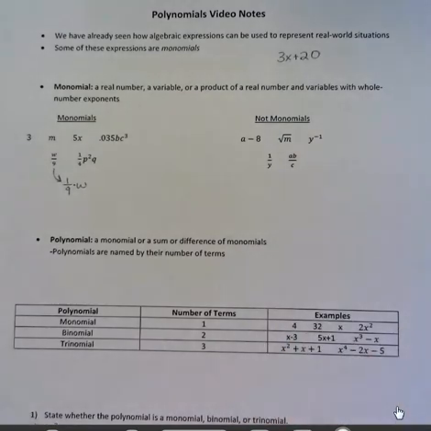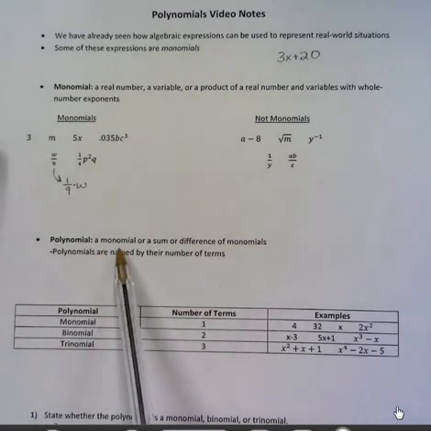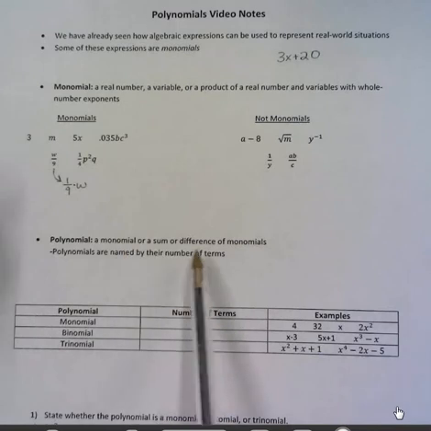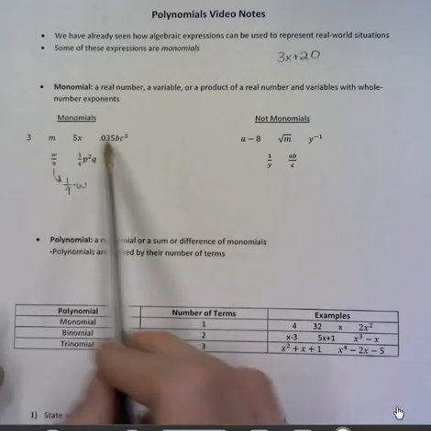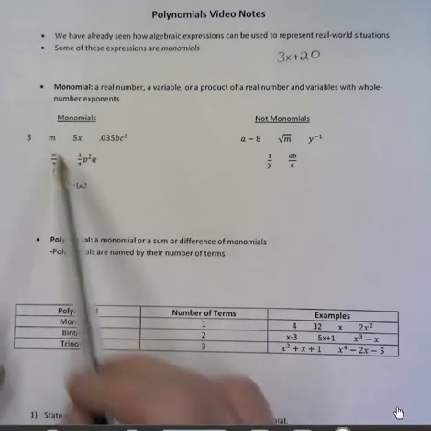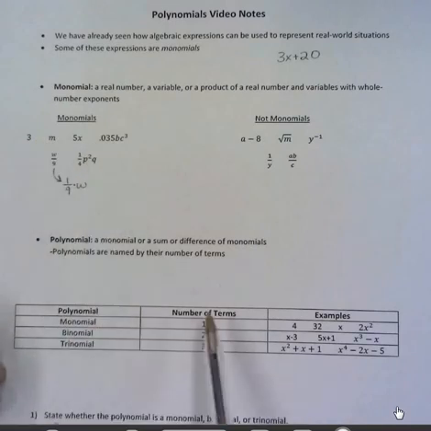Now, more importantly, onto the polynomials. A polynomial is a single monomial, or it's a sum or difference of monomials. So what that means is that you can take any one of these monomials and you can combine them using an addition or subtraction sign, and together they're considered to be a polynomial, meaning many, like polygon, multiple sides.